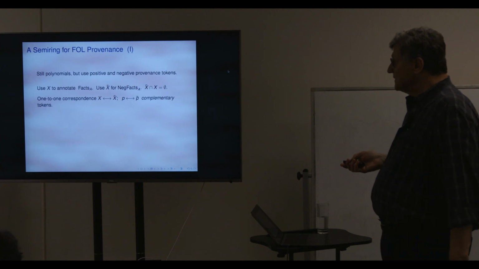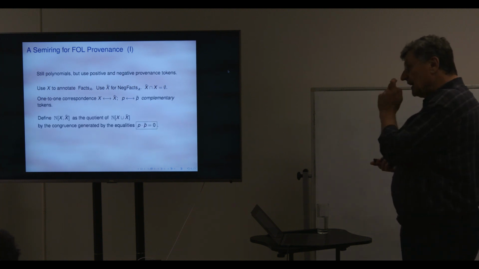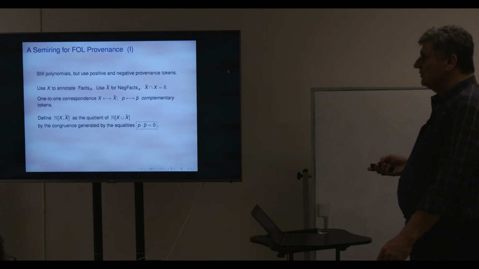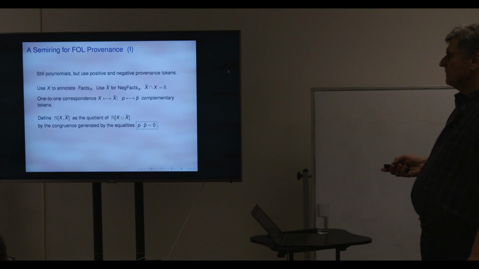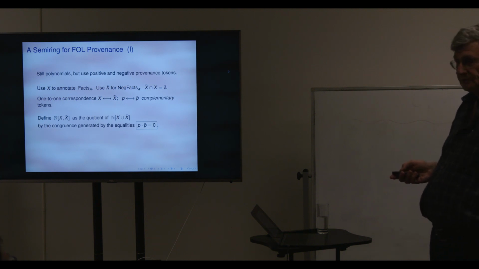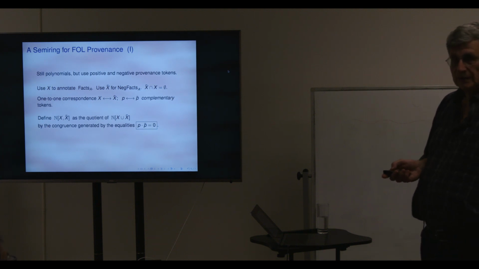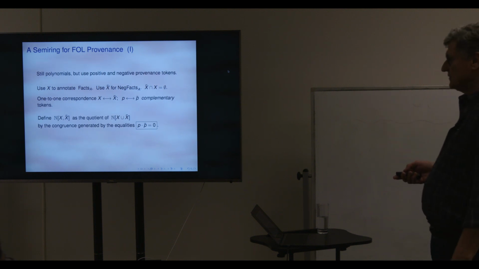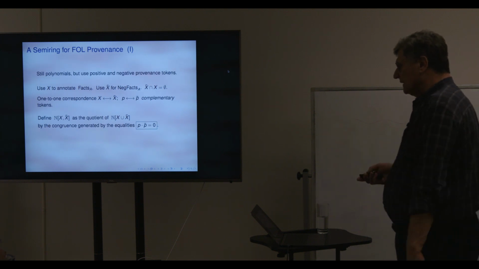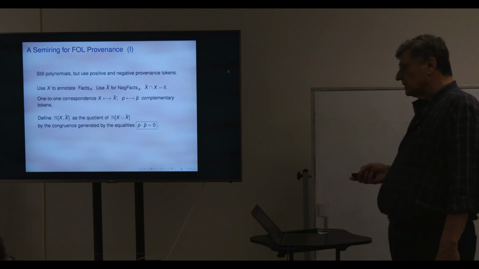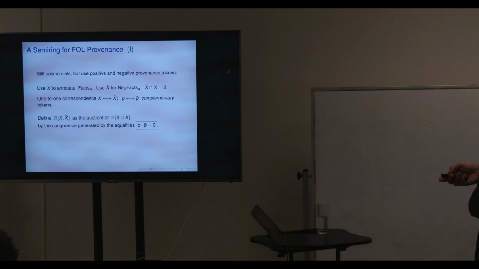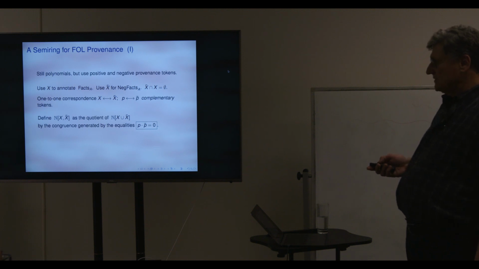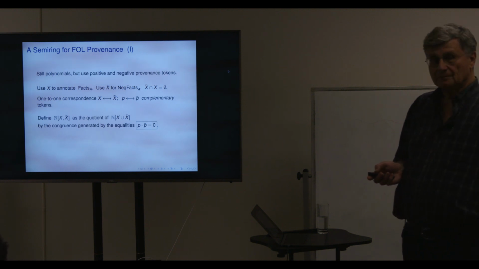So we call these things complementary tokens, and now you take all polynomials in X and X bar, and you quotient by p times p bar is 0. Okay? So that's an ideal. So the semiring of polynomials quotiented by the ideal generated by all the p times p bars, or you can think of the least congruence generated by those, is also a semiring. And so the result is denoted N[X, X bar].